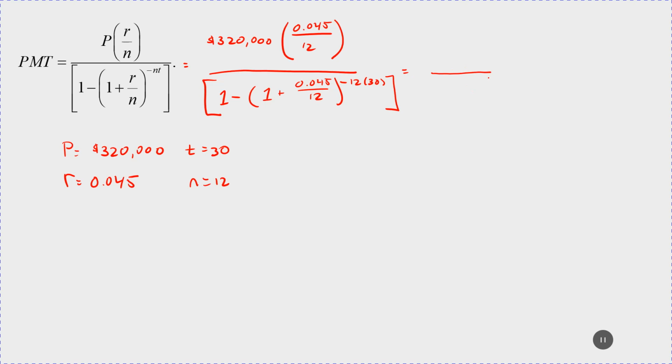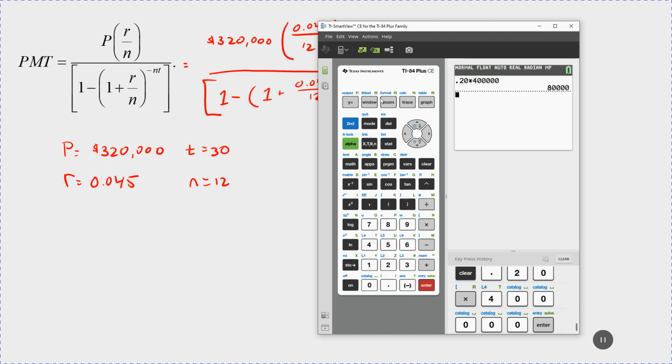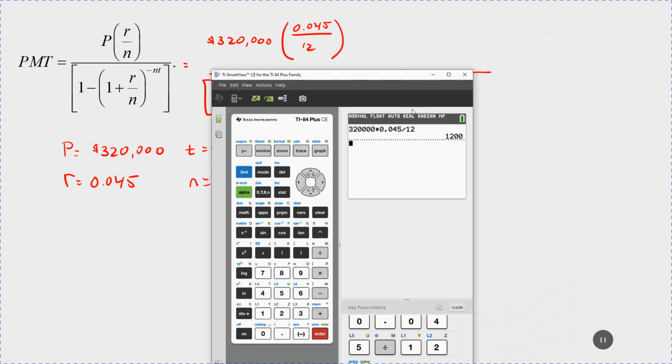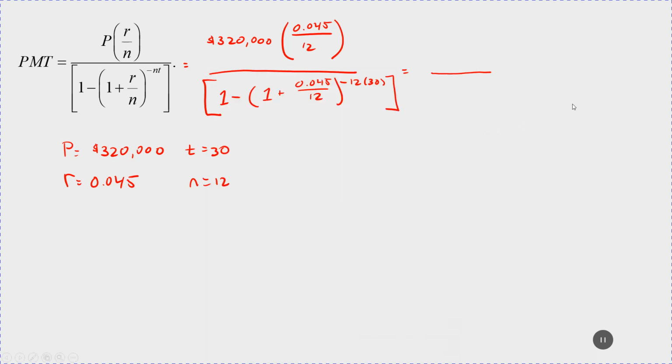All right, let's grab our calculator. And please, again, every calculator is a little different, so you have to make sure that you can get these values using your calculator. How you plug it into your calculator might be a little different. That's why I always say, follow along and make sure you get the same thing. 320,000 times 0.045 divided by 12. So the numerator up here is just $1,200.